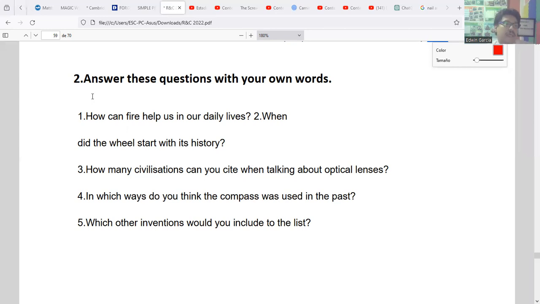Well, and number three: how many civilizations can you cite when talking about optical lenses? Do you remember some of these civilizations that made or used inventions of optical lenses? One of these was the Egyptians. The Egyptians, the Greeks, the Mesopotamians, all used optical lenses for many applications.